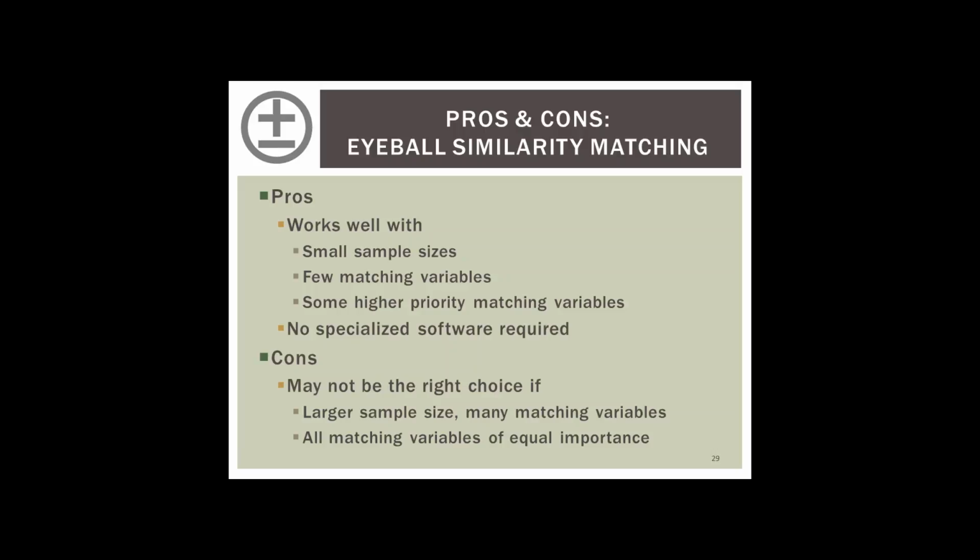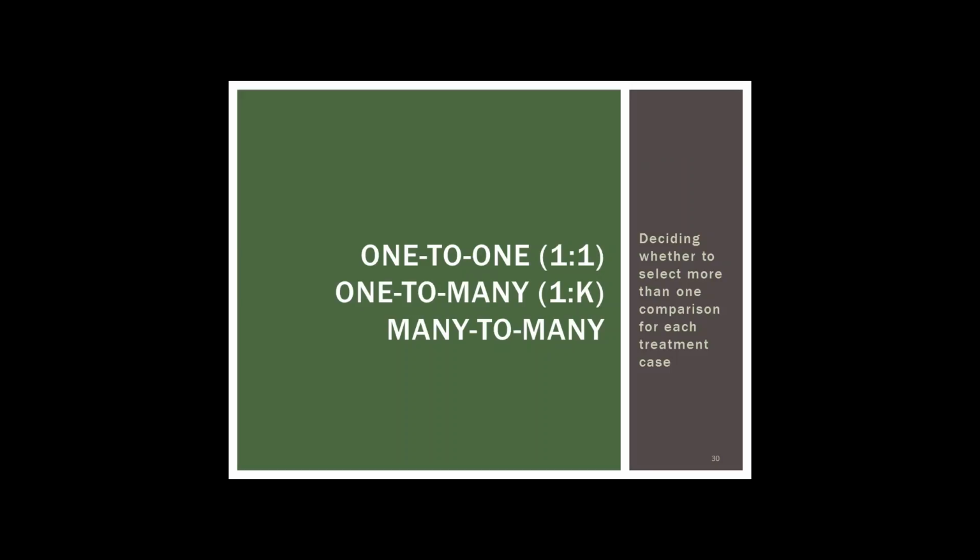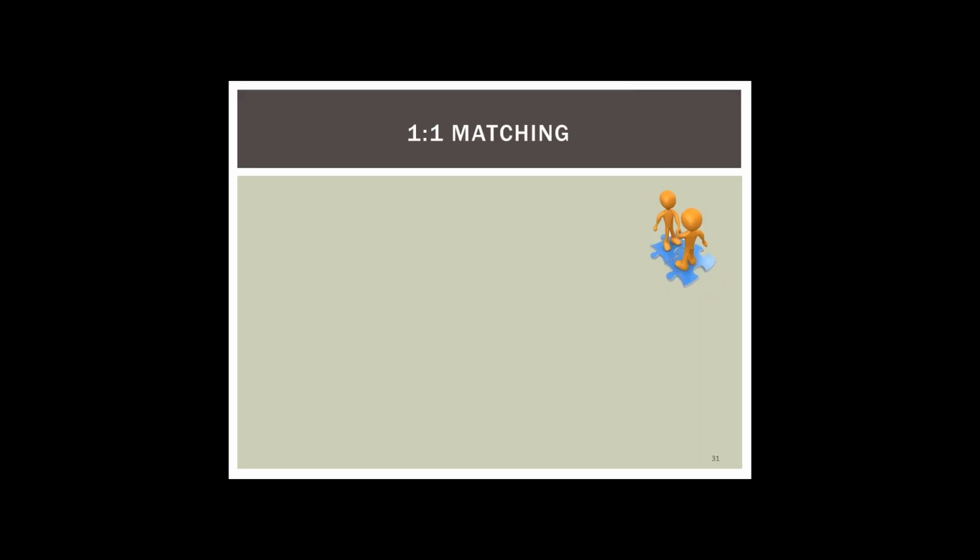So we've identified our variables. We've talked about how we're going to figure out whether or not a treatment unit is close to a comparison unit. So how do we actually go about matching these units? There are several methods we can use. There's one-to-one, one-to-many, and many-to-many, and we'll discuss these in turn in the next few slides.